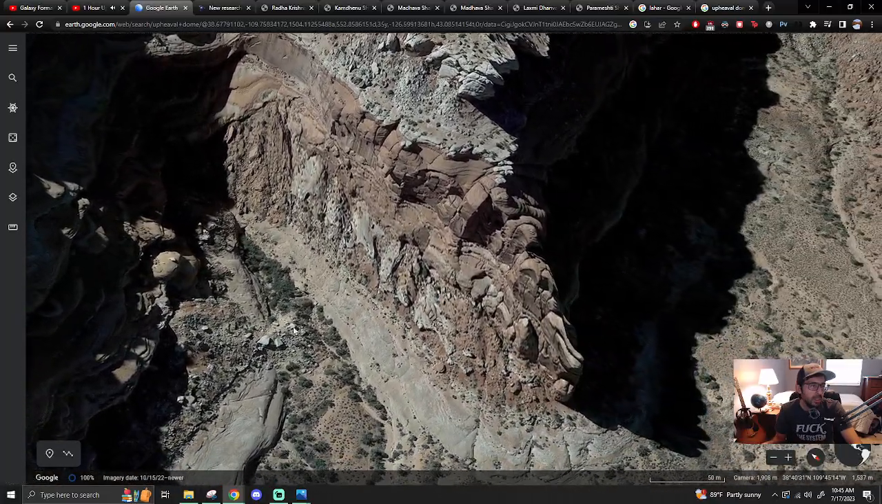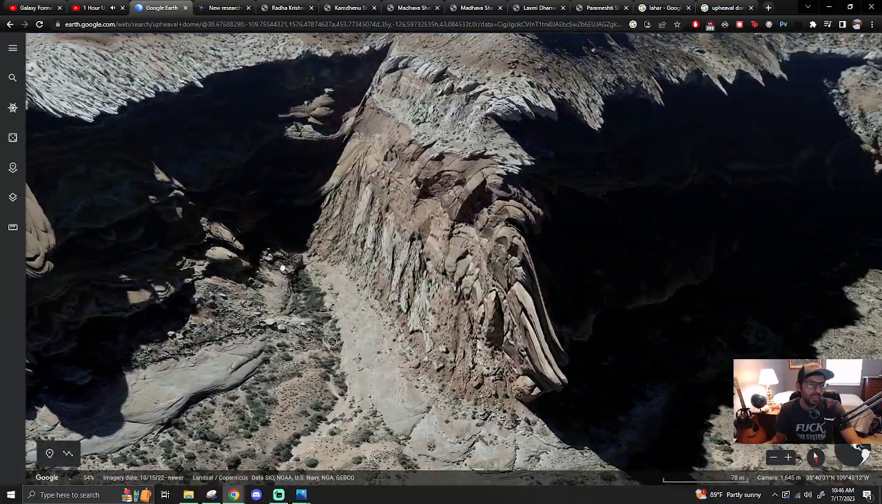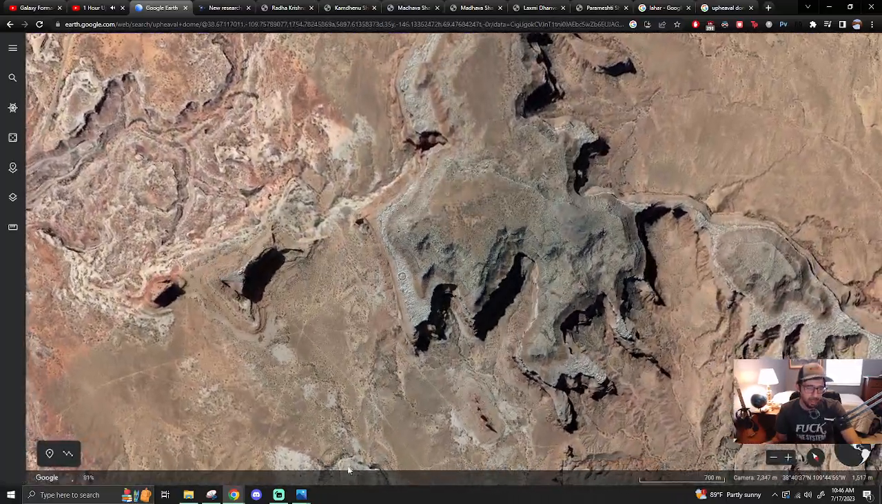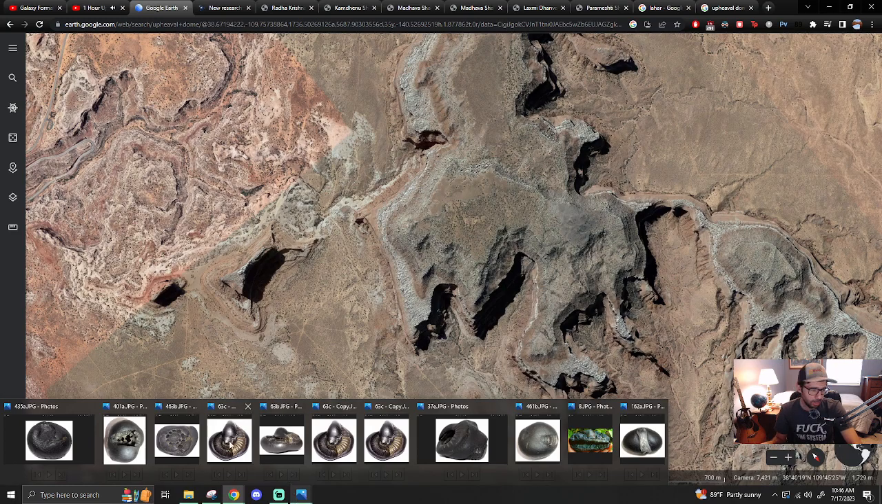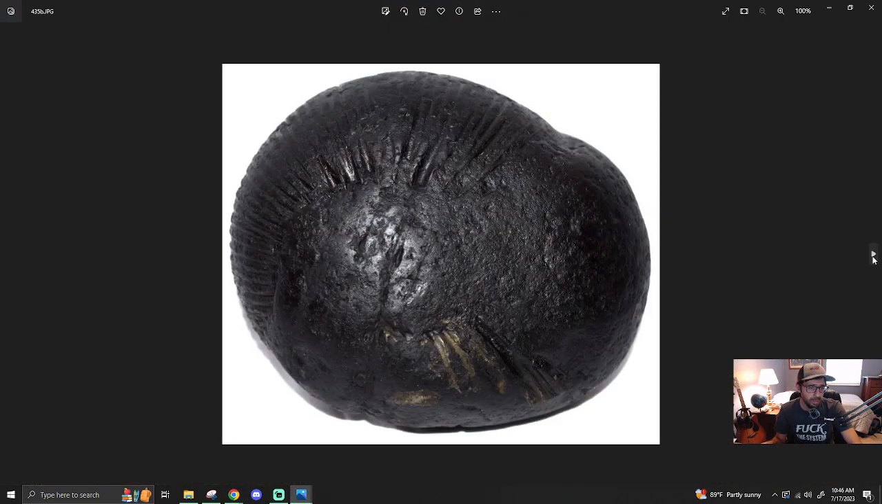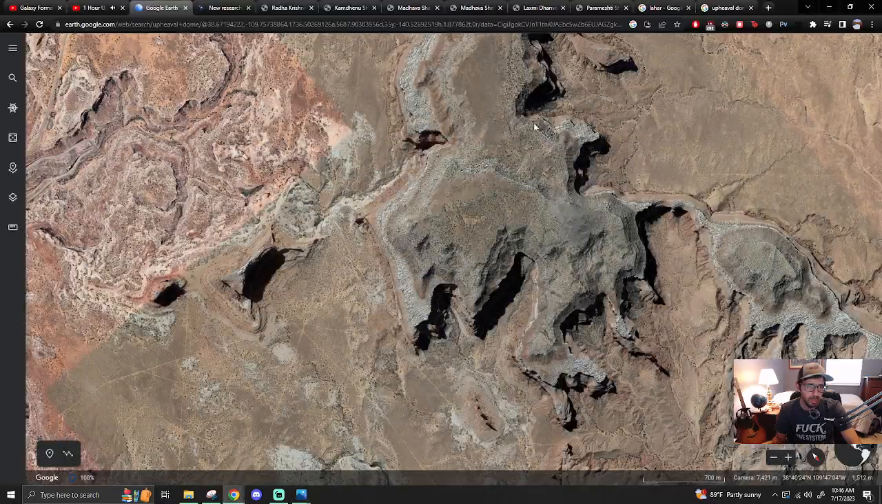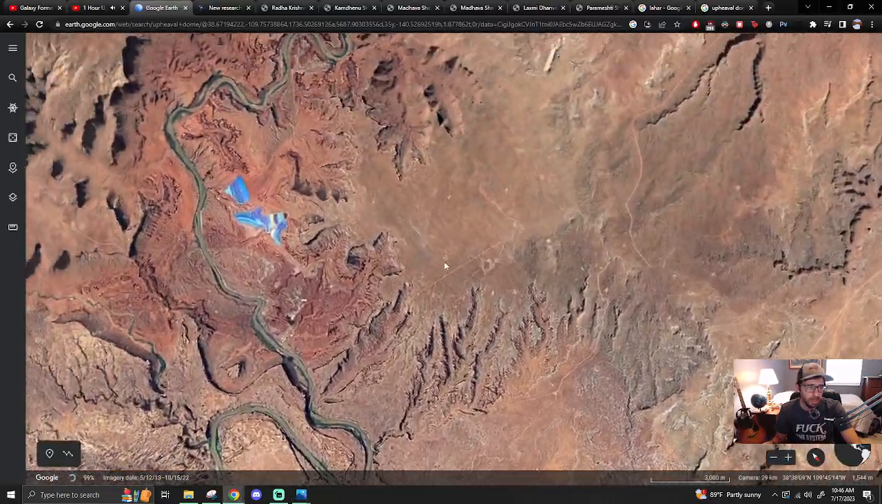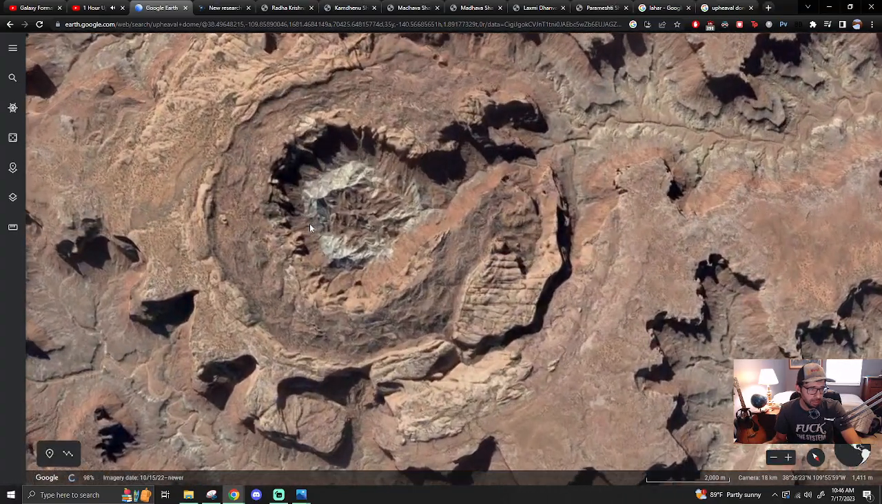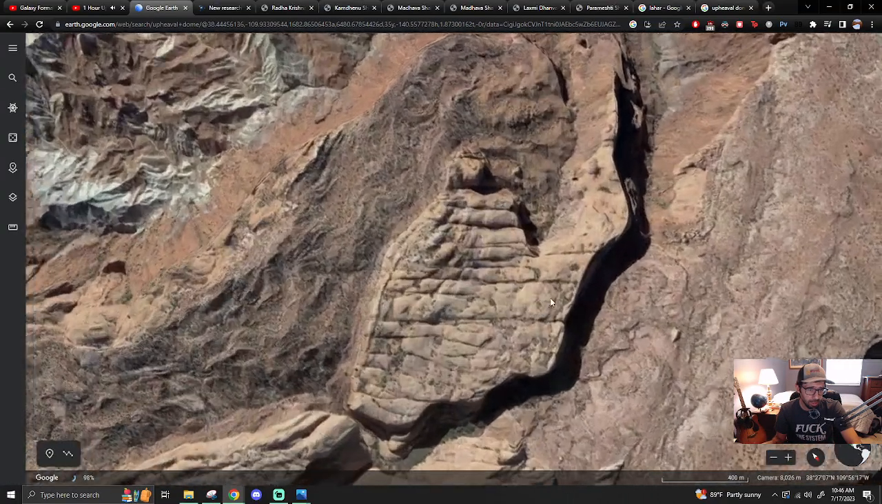Oh, there's some in there. I don't know. Anyway, so that's going on here. Let's keep going. Also, those were kind of around Upheaval Dome. Not to jump away from Upheaval Dome, because it is kind of interesting to compare like that.